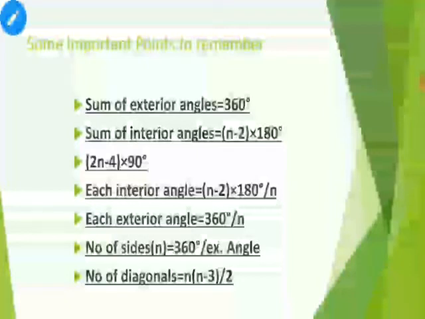If you have to calculate each exterior angle, then 360 degrees will be divided by the number of sides of the polygon. If we have to calculate the number of sides of a polygon, then we can use the formula 360 degrees upon the exterior angle. If you have to calculate the number of diagonals, then for that we'll use the formula n (n minus 3) upon 2, where n is the number of sides of the polygon.